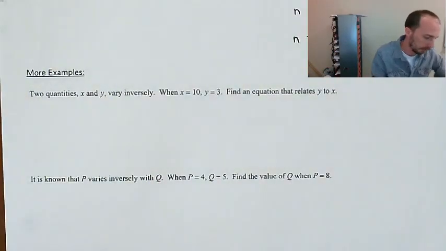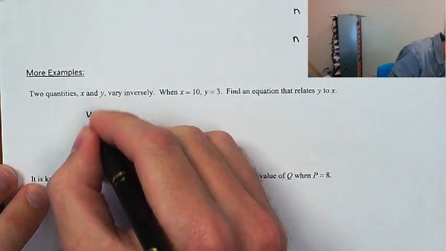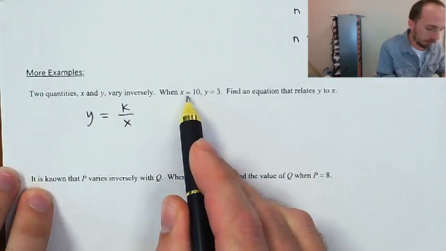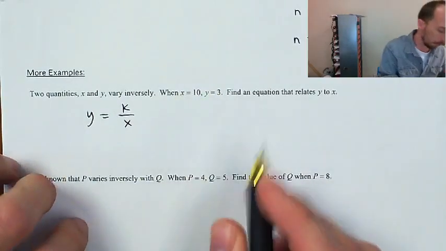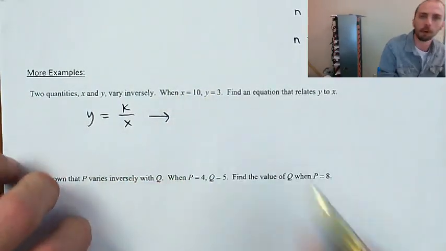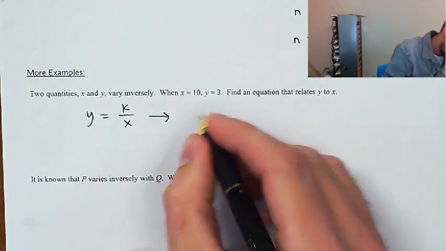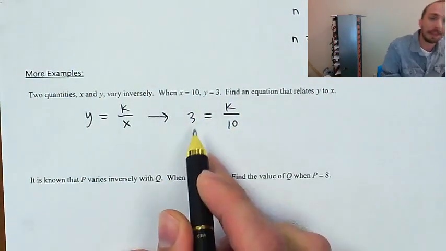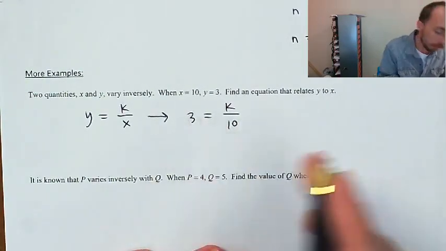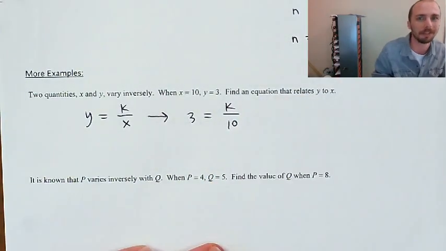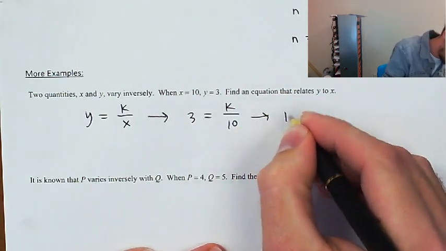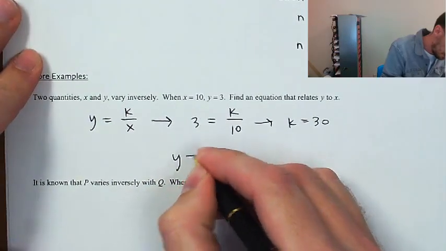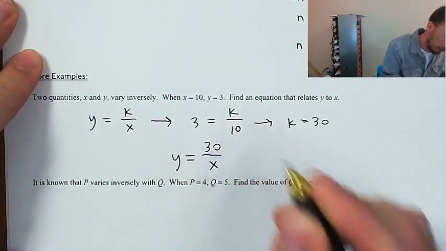All right, so two quantities, x and y, vary inversely. That means that y equals k divided by x. Okay, and then when x equals 10, y equals 3. They usually give you some starting value so you can figure out the value of k. So I'm going to plug in 3 for y and 10 for x. And then I'm going to solve this rational equation by multiplying both sides by 10. I don't know if this is exactly a rational equation, this type of equation we've been solving all year, but k is going to equal 30. So my equation that relates y to x is y equals 30 over x.